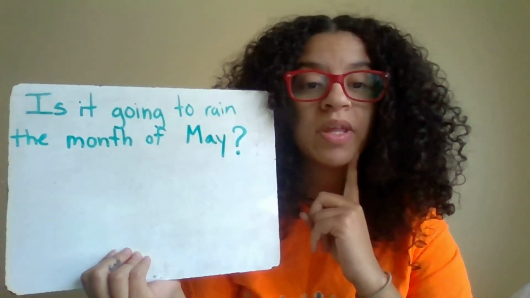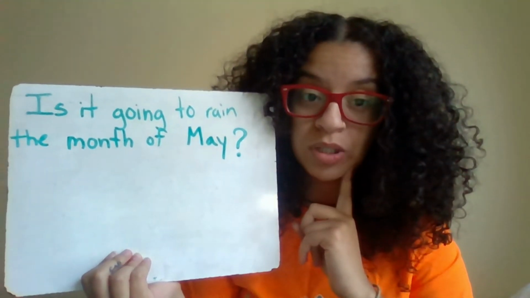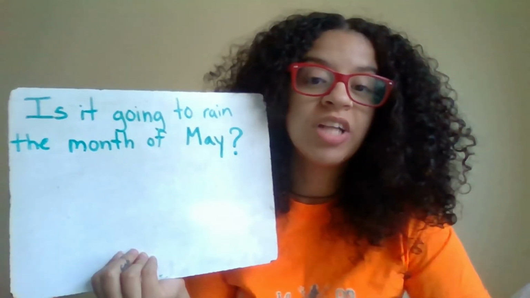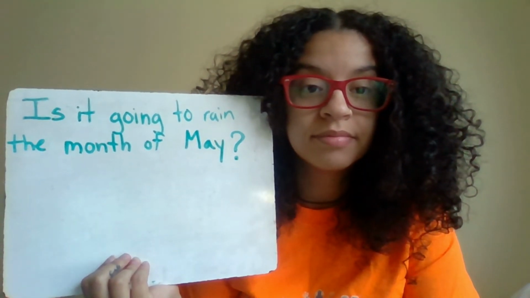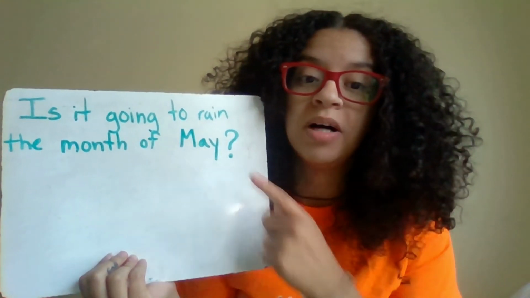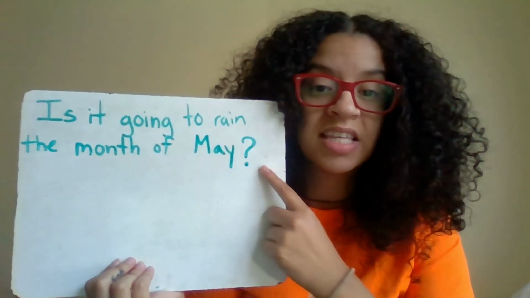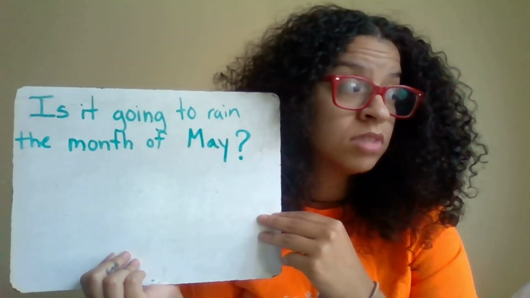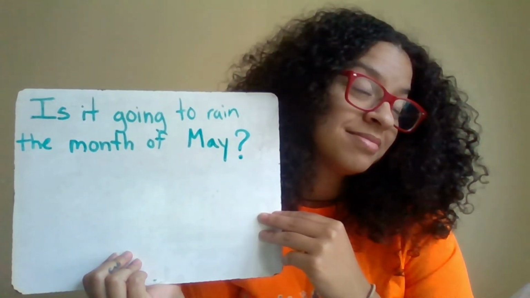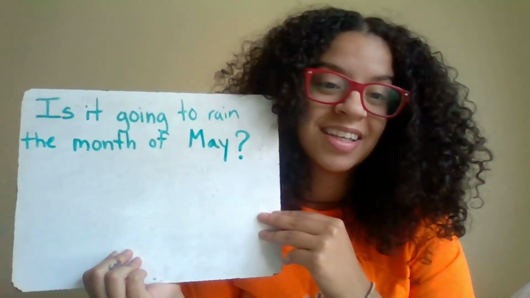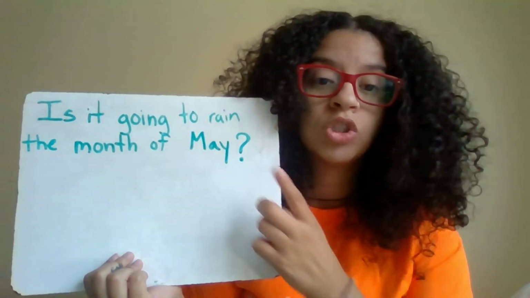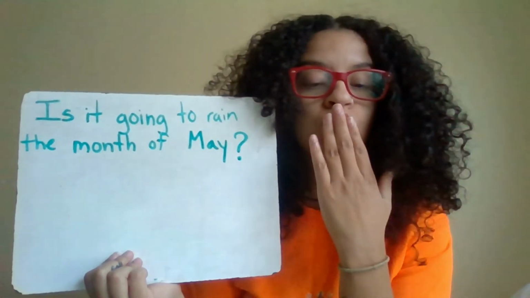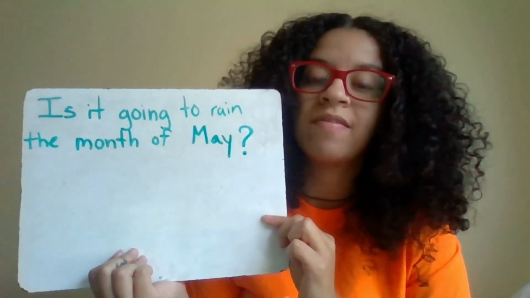What should every sentence start with? A capital. If you started with a capital I, great job. What should every sentence end with? Well, a punctuation mark. In this case, I was asking a question. I was asking, is it going to rain? Stop raining in the month of May? Looks like today is not raining, which is great. But that's a question that could be asked. So if you put a question mark as your punctuation mark, I said I give you a kiss. Mwah, great job. Now let's go over every word.